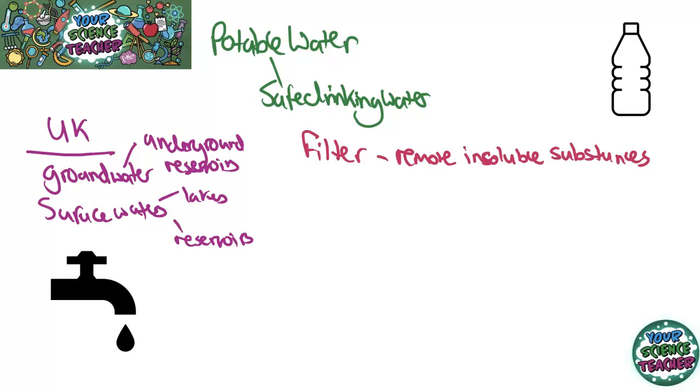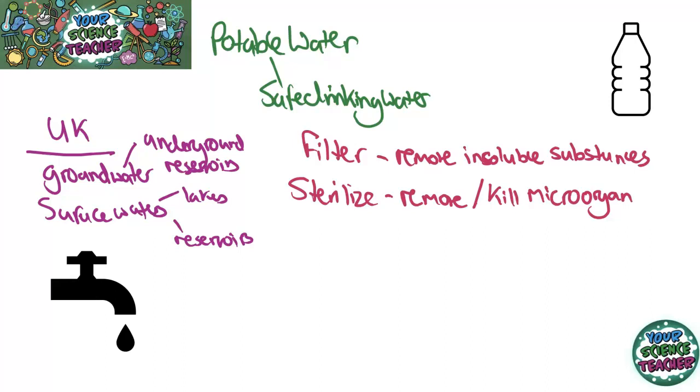And then finally, after filtering it, we sterilize the water. We're sterilizing it to remove or kill any harmful microorganisms that might be found inside there, things like bacteria or parasites. These all might be in that water, and by sterilizing it, it will get rid of these. And we do this by either UV light, ozone, or chlorine. All of these are sterilization methods.